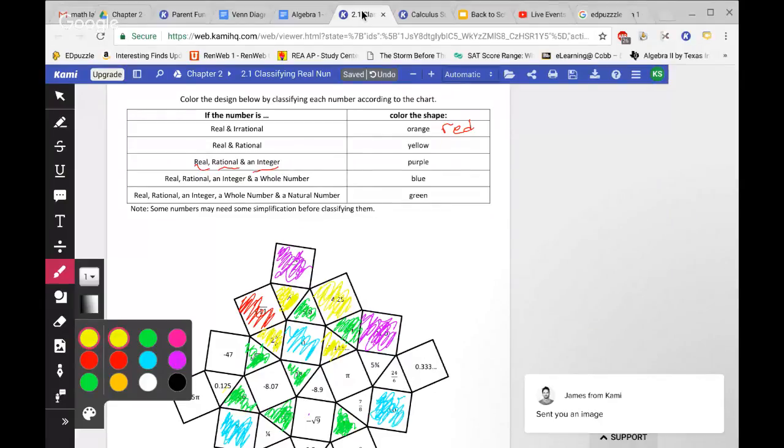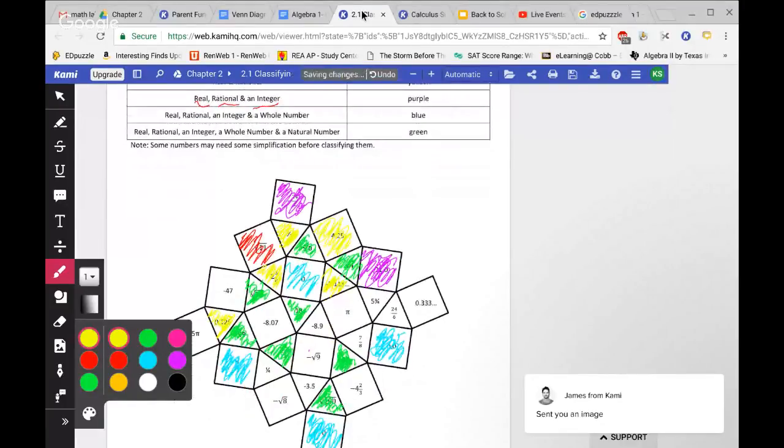0.125 is a terminating decimal. So it's real and rational. Negative 8.07 is real and rational because it is a terminating decimal. 0.33333 is real and rational. 5 3/4 is real and rational.